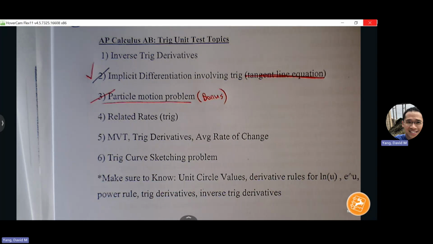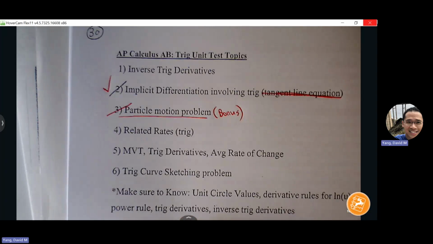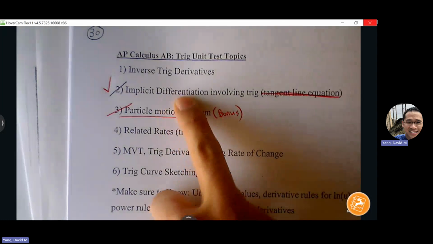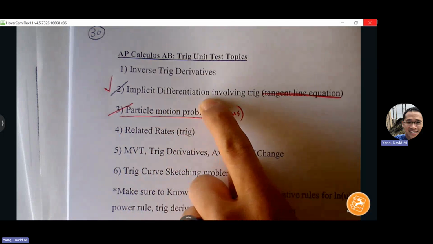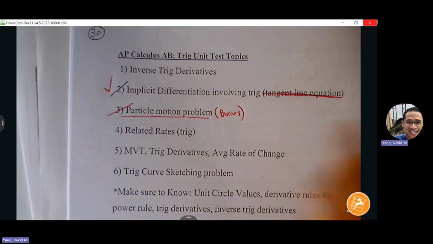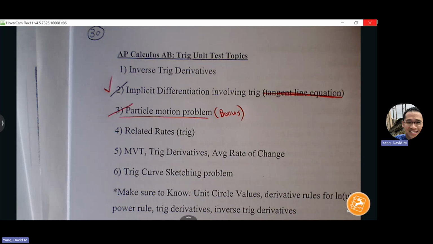So inverse trig derivatives, we did that yesterday. So this is again page 30, very back of your packet here. Implicit differentiation. I crossed it out, but I'm actually going to have it on the test. Very similar to what you guys did on the quiz, but I won't make a tangent equation. I'll just ask you to find the derivative. We'll do a couple of practice on that, but most of you guys did really well on the quiz, so that shouldn't be an issue. Just have to do a little bit of review.